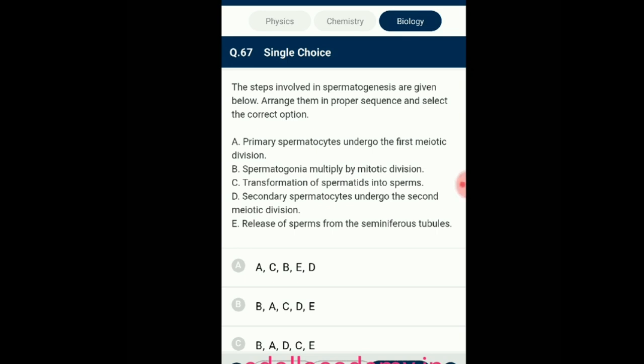Fourth process, spermatids are transformed into sperms by the process of spermiogenesis. Fifth process, sperms are released from the seminiferous tubule by the process of spermiation. So the correct sequence is option C.